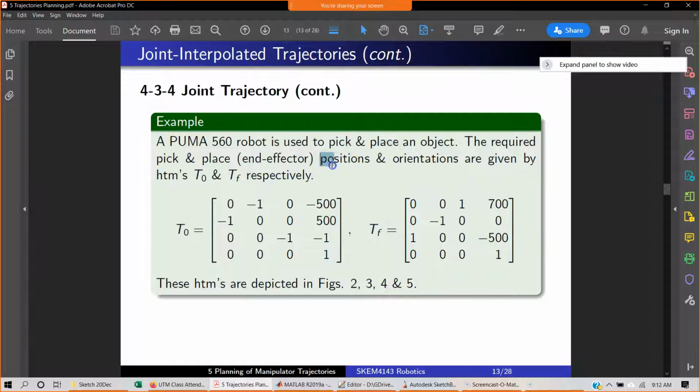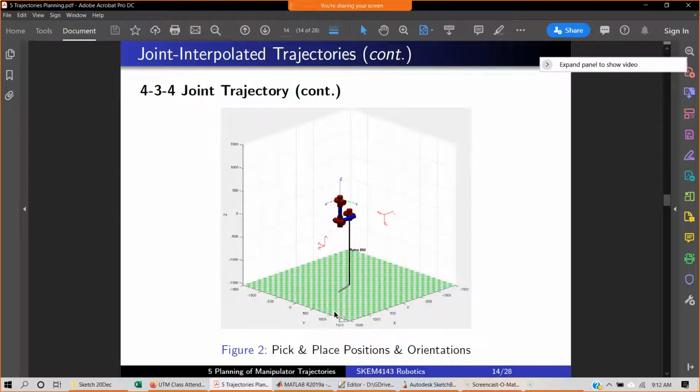From chapter 2, remember, position and orientations are also known as pose, are given by homogeneous transformation matrices T0 and Tf respectively. So this is the initial pose. This is the final pose of the end effector. And we have shown this in 4 figures in various angles, right, or view angles.